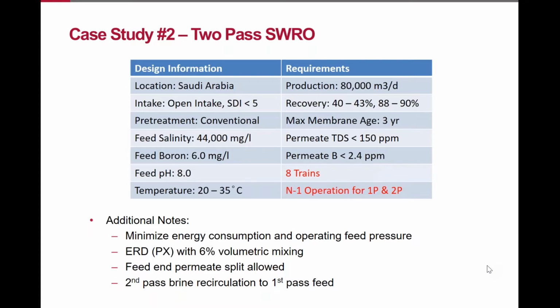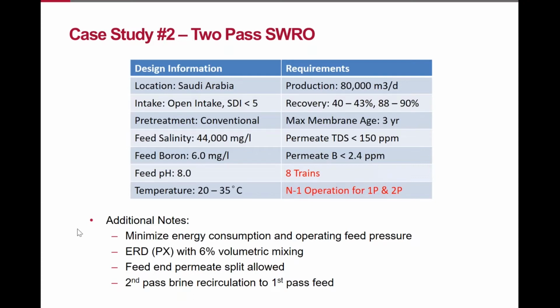Some additional design notes for this project. We want to minimize the energy consumption and the operating feed pressure to keep it as low as possible. We want an energy recovery device with 6% volumetric mixing. We want feed and permeate split. And also we're going to have a second pass brine recirculation to our first pass feed.